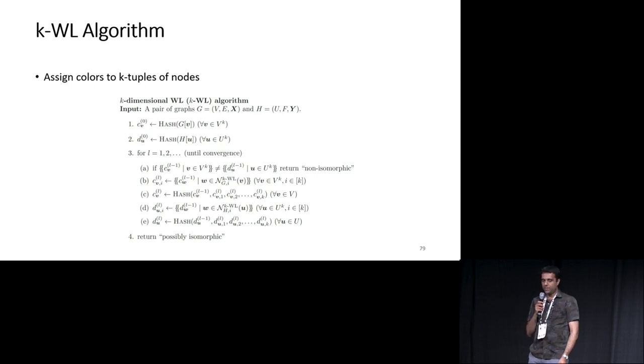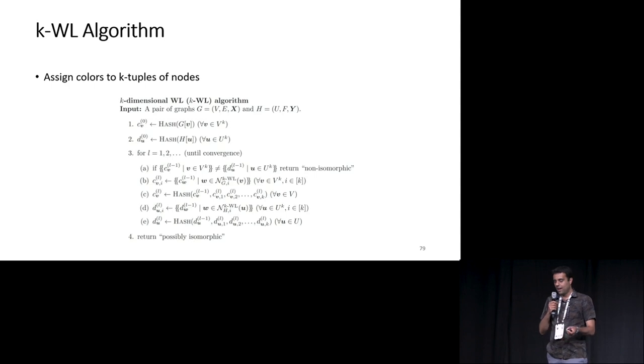There is a sort of extension of this first order WL called the K order, where you pretty much do the same thing, except instead of assigning colors to individual nodes, you assign colors to K tuples of nodes. Okay, so you pretty much do the same thing, except that you have some notion of neighbors of K tuples, and you again do color refinement. And usually as K increases, you get more expressive power.